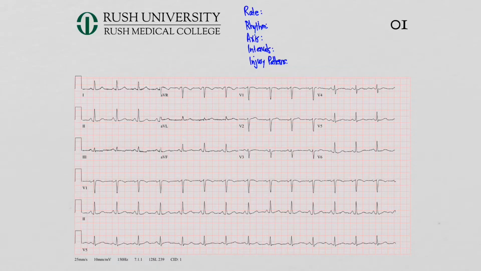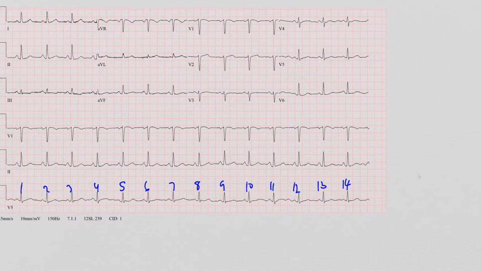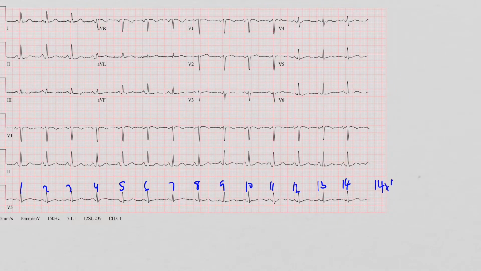Okay, let's look at the rate first. Right, so we know there's a couple of ways of calculating rate. The first way is to count all the QRSs, and we have 14 of them here, right? And so we know that this is a 10-second strip, so we know that 14 times 6, because we've got to get to 60 seconds, is about 84. Right? That's the first way to do it.